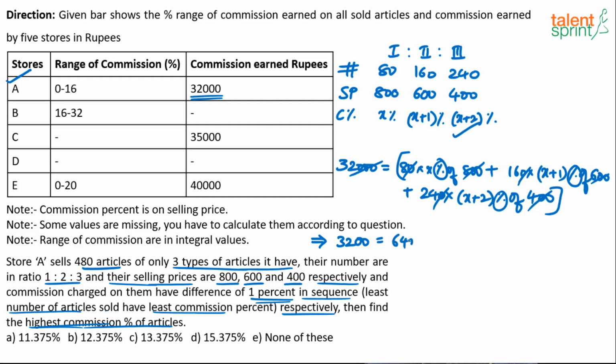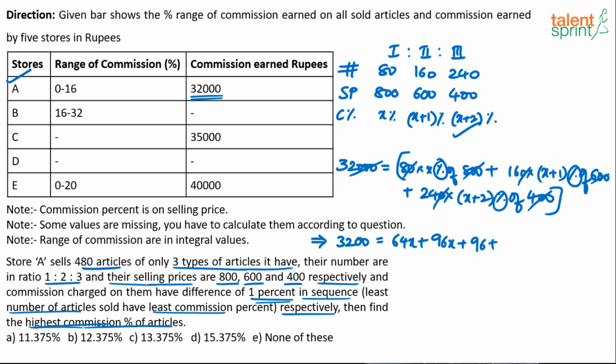So that's like 64x plus 16 into x into 6. So 96x plus 16 into 1 into 6. Remember, there are two terms here. 16 into x into 6, or 16 into 6 is 96. So 96 times of x plus 1. So that is 96x plus 96.